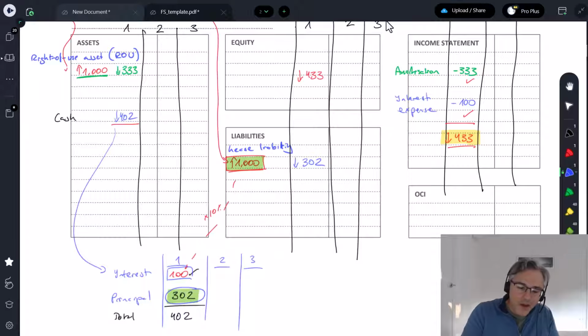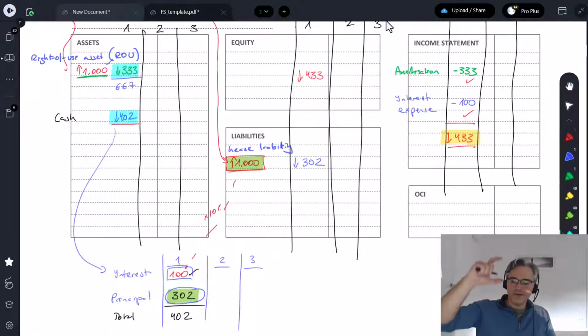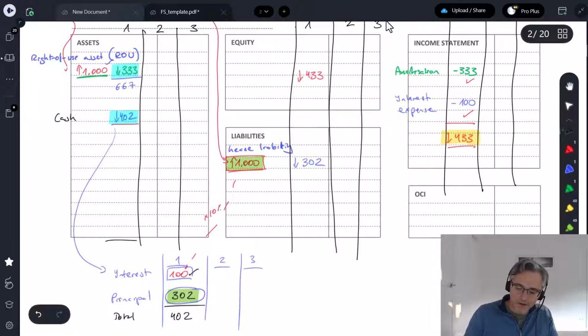Now look, as a result, your asset, which began at 1,000 at the beginning of the year, has dropped by 333 due to amortization, so has gone down to a level of 667. That's the net carrying amount of the asset due to amortization. Cash has also left the business, and when you combine these two downward movements, 333 and 402, that's going to give us a total downward movement of 735.